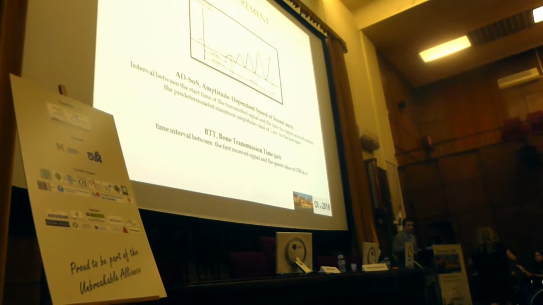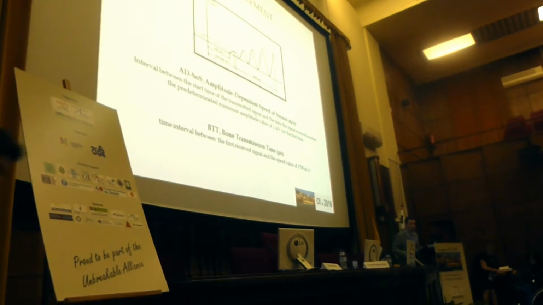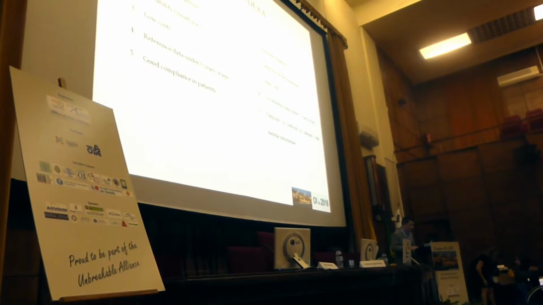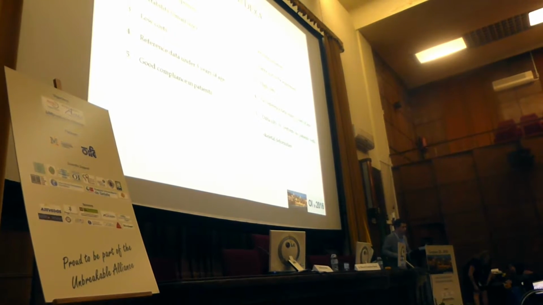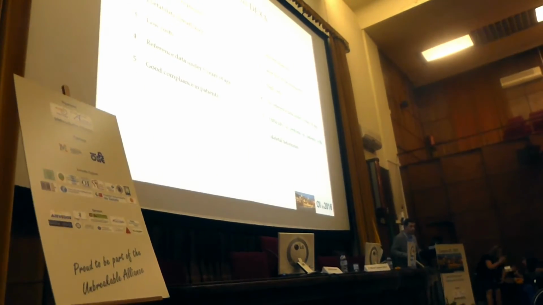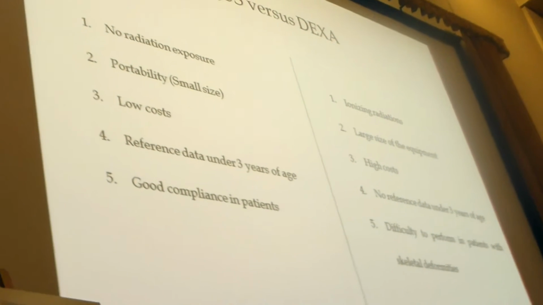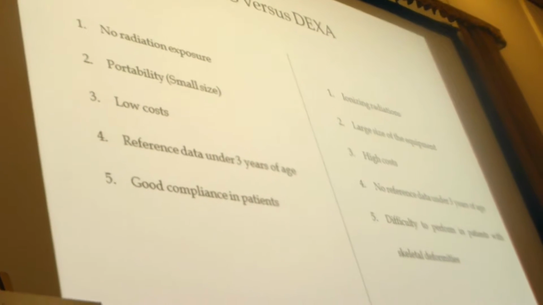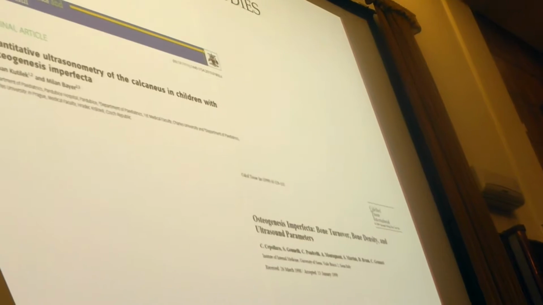These two measurements are ADISOS and VTT, which are only the first two most important parameters that we use, and we compare them with the DEXA. The costs are different because we have no radiation exposure, a small size which is important for portability, low cost, and reference data under 3 years old. And we have good compliance because it's very simple to do.